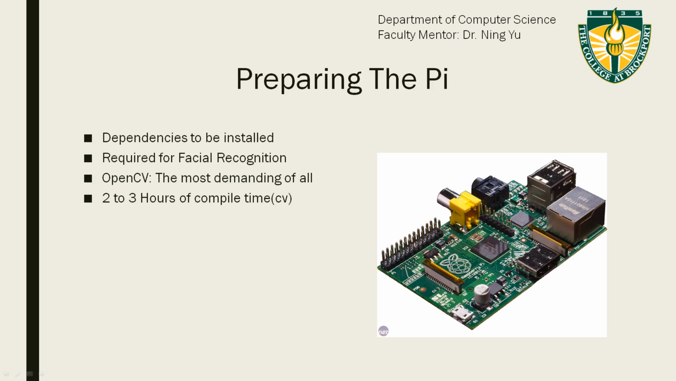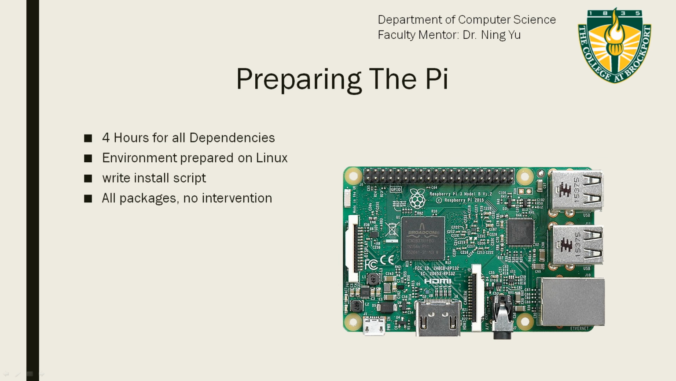The biggest dependency that had to be installed was OpenCV, which is a computer vision library that you can use in Python, but it's very demanding. And in total, it took about 2 to 3 hours of compile time just for OpenCV. And with all the dependencies together, it was like 4 hours for the installing.